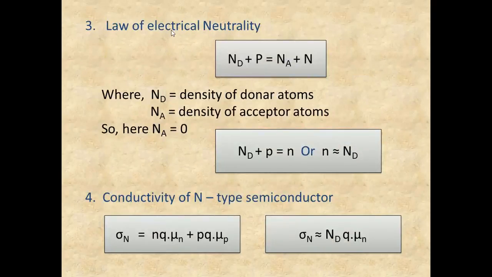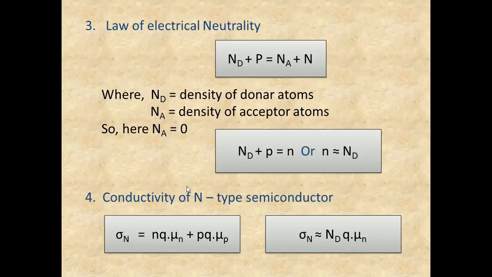The third is the law of electrical neutrality. The law of electrical neutrality states that ND, the density of donor atoms, plus holes, P, is equal to the density of acceptor atoms plus electrons. Here, when we are talking about an N-type semiconductor, NA is 0, because we are not talking about acceptors, we are just talking about donors. So there will be the existence of donors, that is ND, only. When you place NA equal to 0, you will directly get this. We are assuming that holes are almost negligible, so we are neglecting this P and making N almost equal to the density of donor atoms.